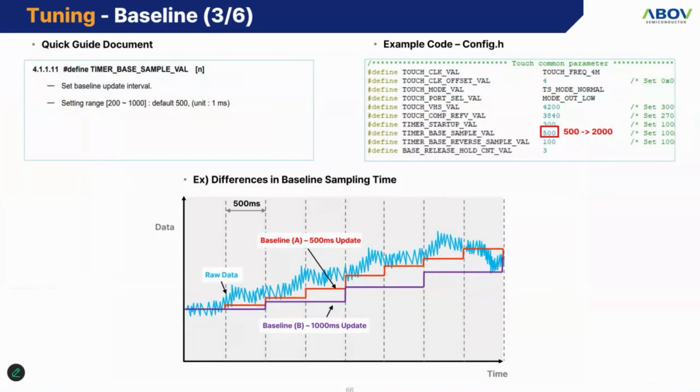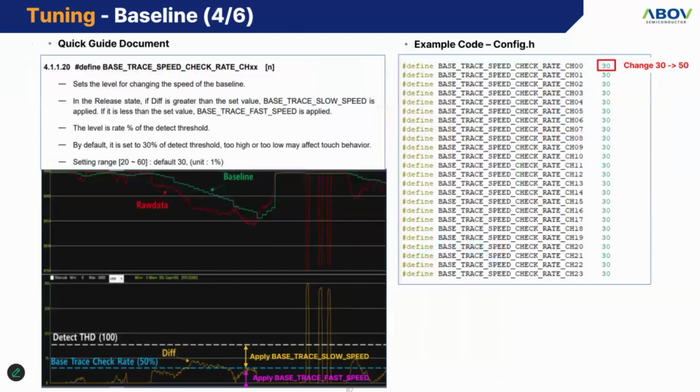Okay, first, let's adjust the baseline update period in the configuration file. The timer-based sample value defines the sampling time of the baseline's raw data, which is the update period. It's currently set to 500 milliseconds. For testing, we can set it to 2000 milliseconds, which is 2 seconds. Next, we'll adjust how much of the sampled raw data is updated into the baseline.